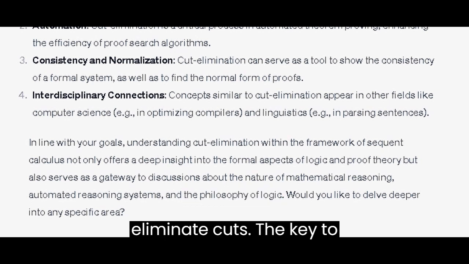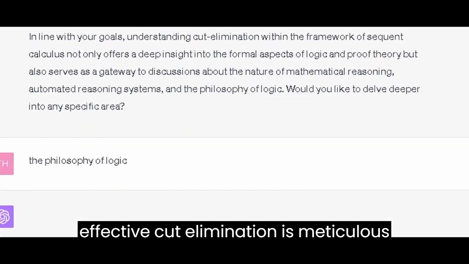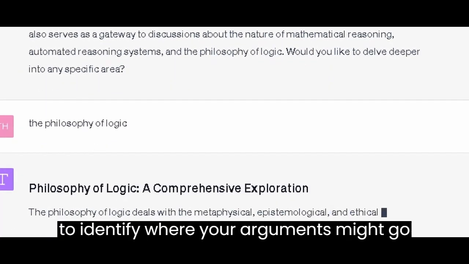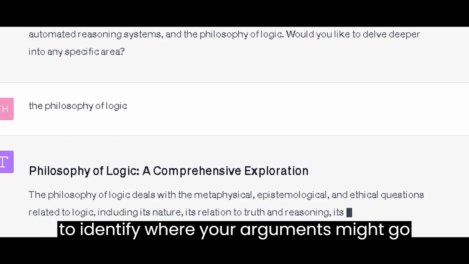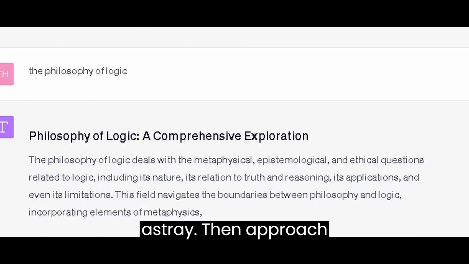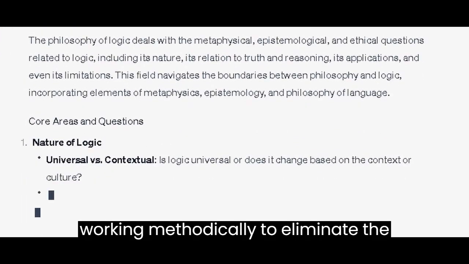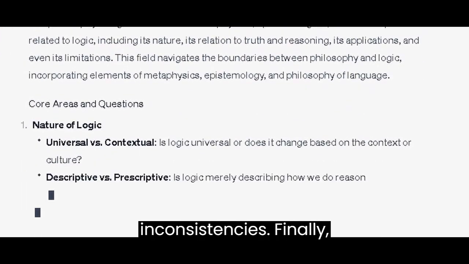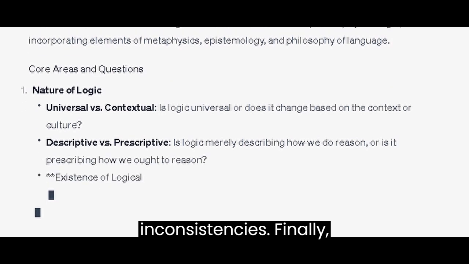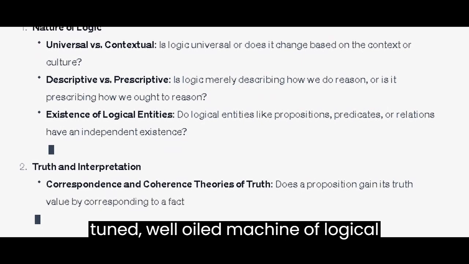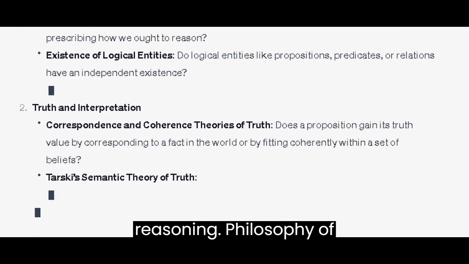Steps to eliminate cuts. The key to effective cut elimination is meticulous planning. Analyze the structure to identify where your arguments might go astray. Then, approach case-by-case elimination like a puzzle, working methodically to eliminate the inconsistencies. Finally, you'll reach a normalized proof, a fine-tuned, well-oiled machine of logical reasoning.